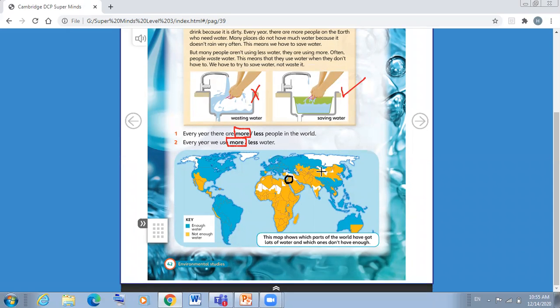On this map, this is the world map. This map shows which parts of the world have lots of water and which ones don't have enough. We know that there are some places that have enough water and other places that don't have enough water. Okay, look at the key here. The places colored in blue, like this one, this one, these ones, have enough water. But the places colored in orange, like these places here, don't have enough water.